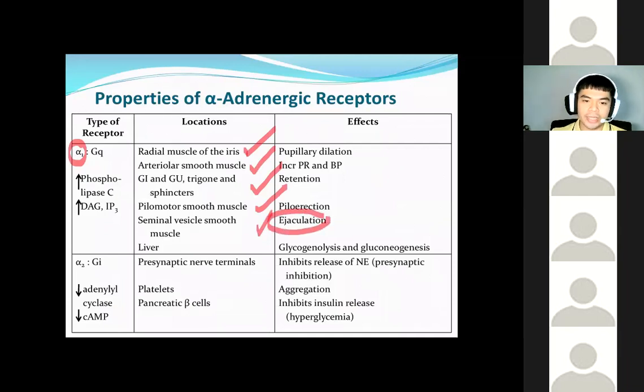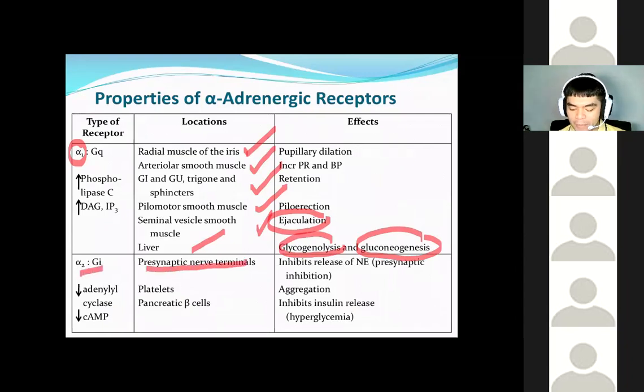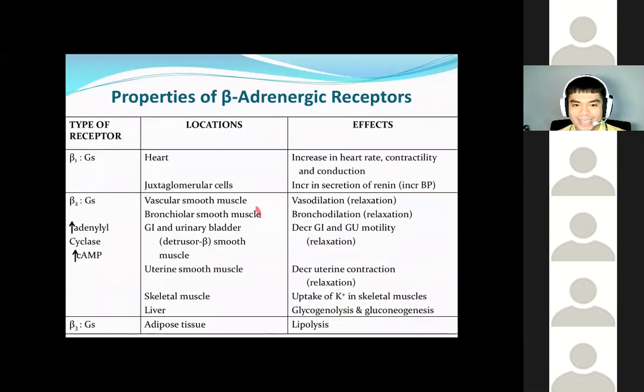And then in the liver, the effects are glycogenolysis. So nabe-breakdown ang glycogen and nafo-form ang glucose. Okay, nafo-form ang glucose from non-carbohydrate sources. Next, ang alpha-2, pag presynaptic, na-discuss ko na din siya, inhibits norepinephrine release. In the platelets, additionally, there is aggregation. And in the pancreas, I told you it's hyperglycemia because of inhibition of insulin release.